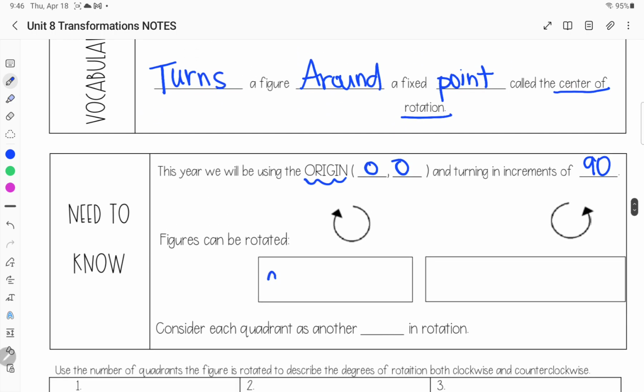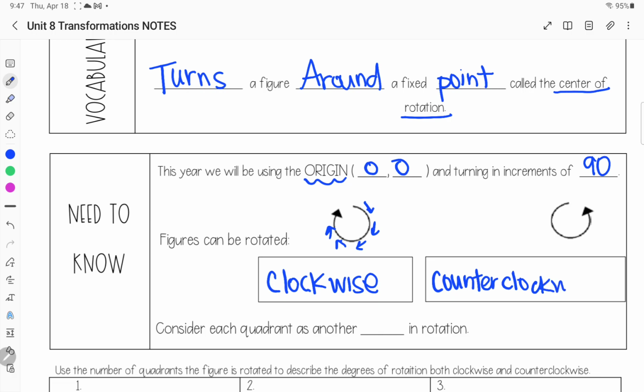When we turn clockwise, you think of a clock and how the hands go. That means that we're turning this direction. When we turn counterclockwise, that means that we turn this direction. So every time we go from one quadrant to another, that's a 90-degree rotation.